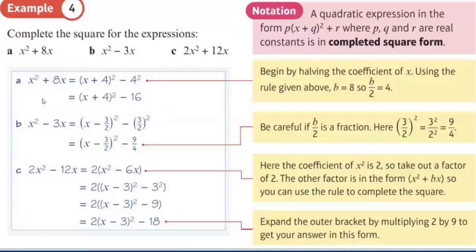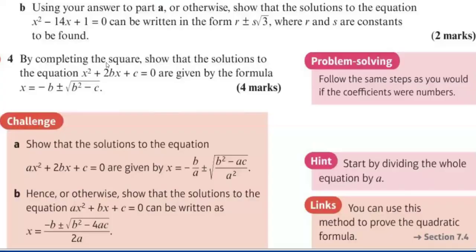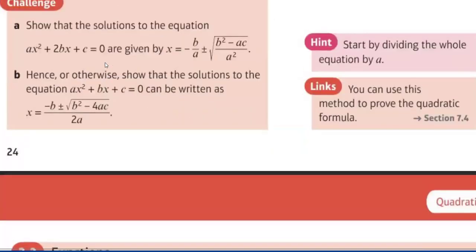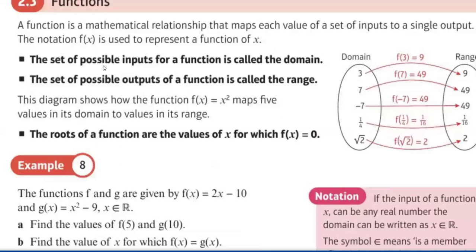We can consider some example. x square plus 8x means x plus 8 over 2, that is 4, all things squared, minus 4 squared, like that. This is another solving method. We can use three methods to solve some quadratic functions. First method is factorizing. Second method is the quadratic formula. Third method is completing the squares.